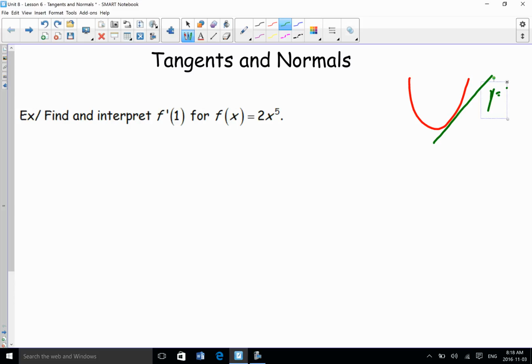I want to know its equation, mx plus b. Well, to figure that equation out, I need to know its slope. I need to know the y-intercept. And we're going to work through some of those problems today.